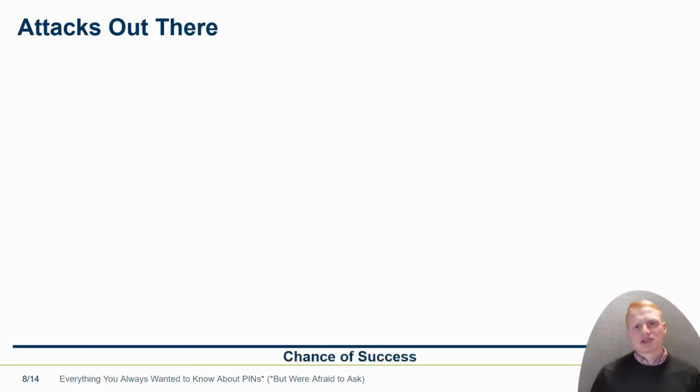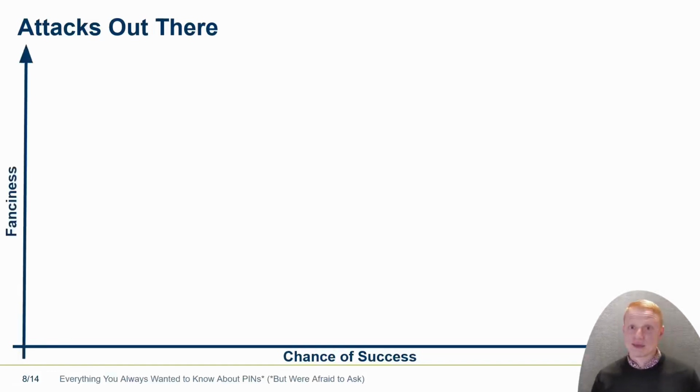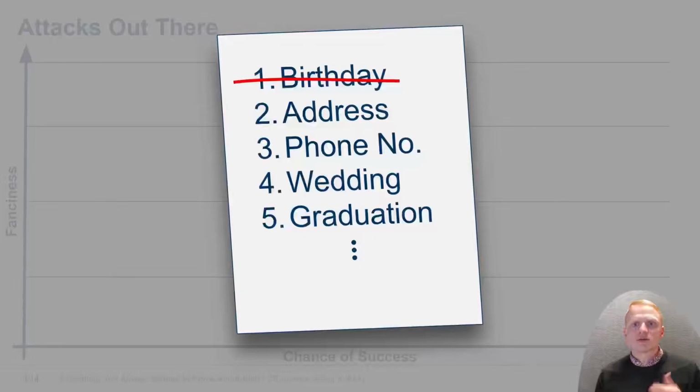Okay, so let's look at the attacks in more detail. We just said that an attacker can base the attack on information that is available to the attacker about the victim. Since there are so many attacks, I would like to categorize them a bit. First of all, we want to look at the chance of success. So we're going to have this on the x-axis. On the y-axis, we have the fanciness of the attacks. Because there are attacks which are more or less fancy, and I'm going to show you some very fancy ones soon. But first, the ones that we just had.